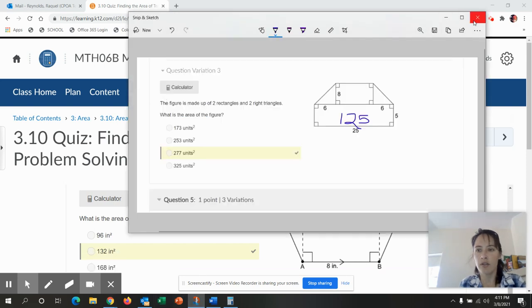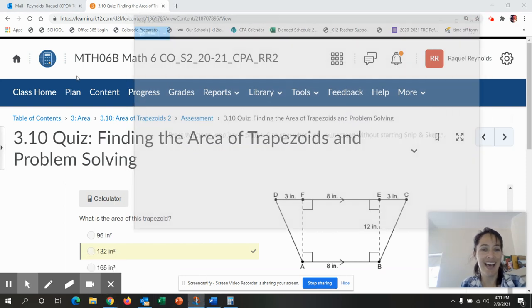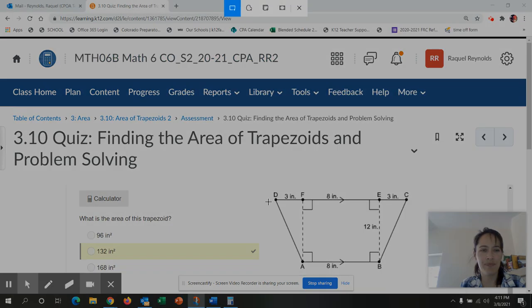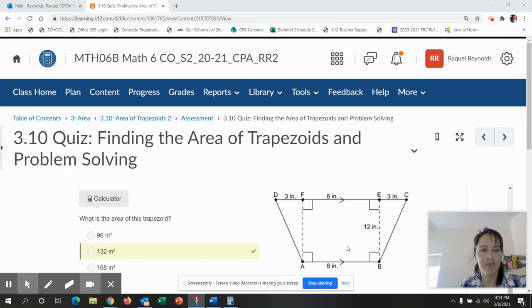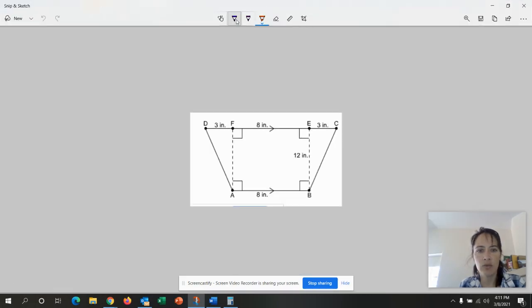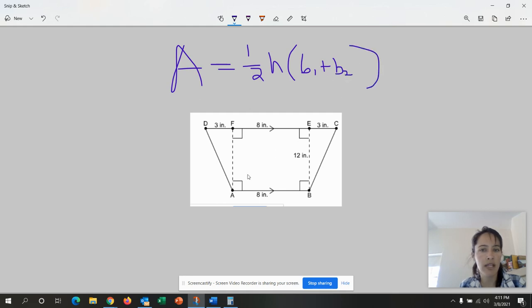Oops, that was from the last quiz. We didn't end up solving that. So if the formula for the area of a trapezoid equals, and again, all of this is open note, open book, 1/2 height times base 1 plus base 2. All right, so that's the formula. Now we need to figure it out and plug them in.